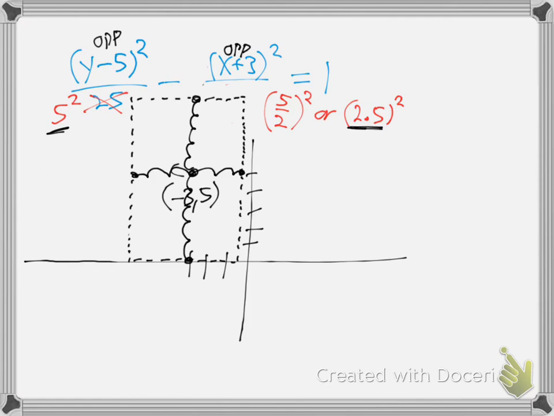So does that make sense, what I did? From the center, I went up 5 and down 5, because that's what was underneath y. Y is up, down. And I went right 2.5, left 2.5, because that's what's underneath x. Make the box, fill in the diagonals. Let the diagonals shoot out the corners.